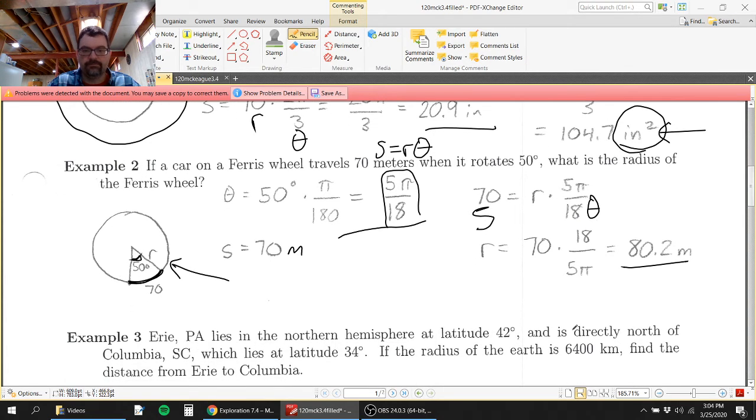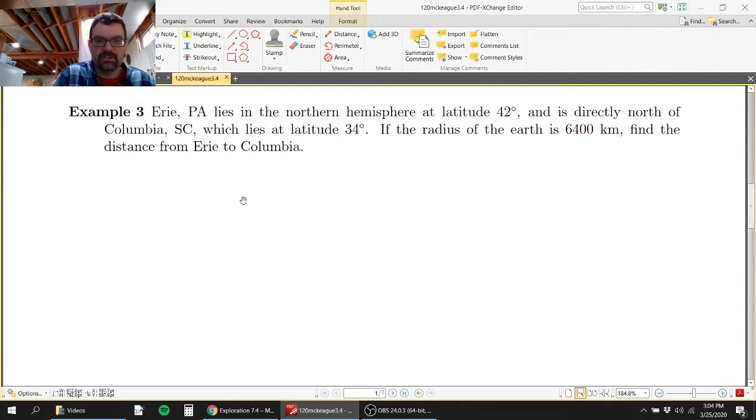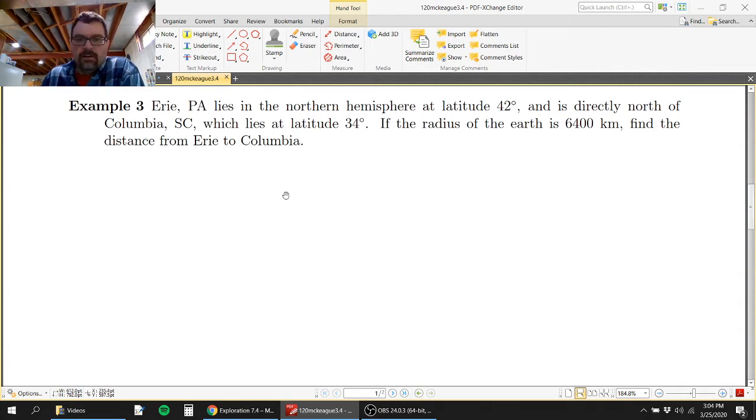Example 3. There's a little more to do here, and I think, in fact, that one I'm going to do on the blank version, and we'll actually sketch that out. All right, so we are going to make a sketch.